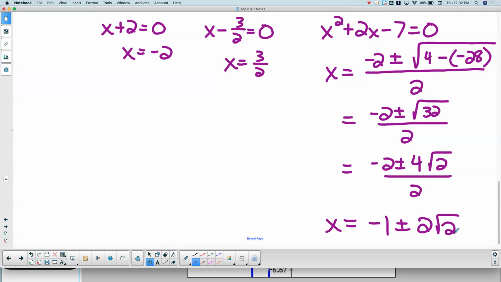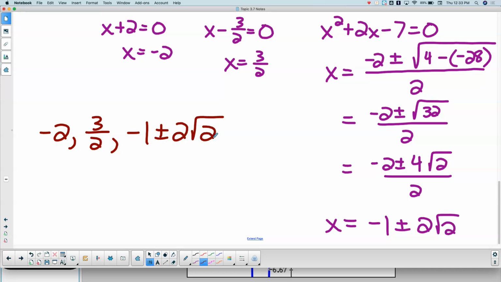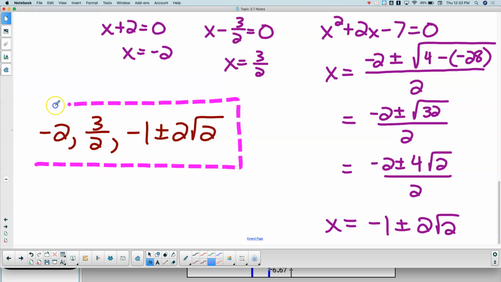Okay. So the 4 zeros that we found for this one were -2, +3/2, and -1 plus minus 2 square roots of 2. That last one has 2 in it: -1 plus 2 square roots of 2, and -1 minus 2 square roots of 2.